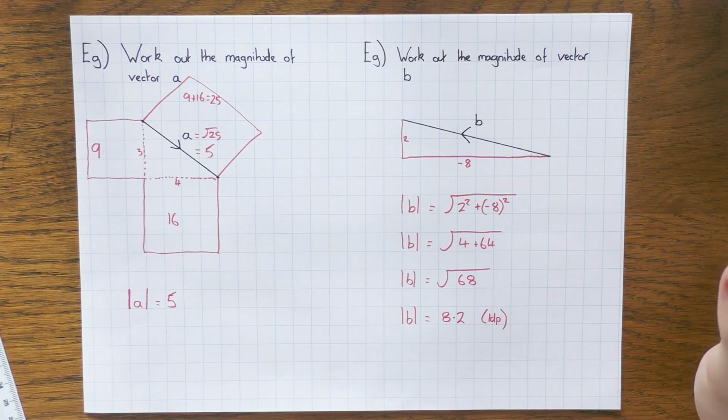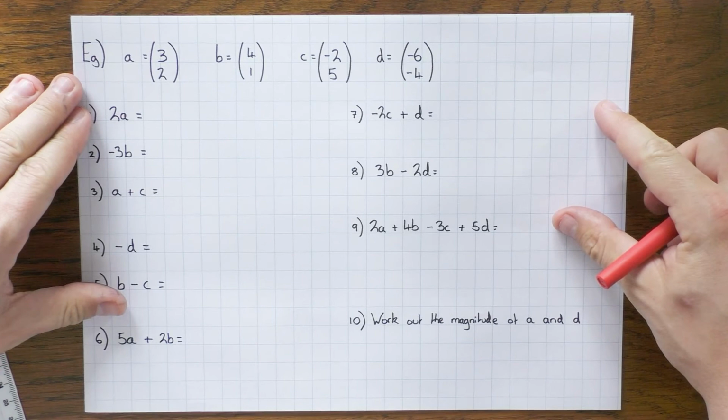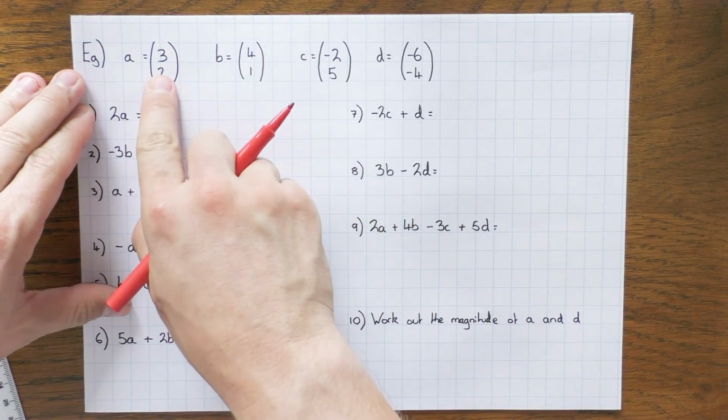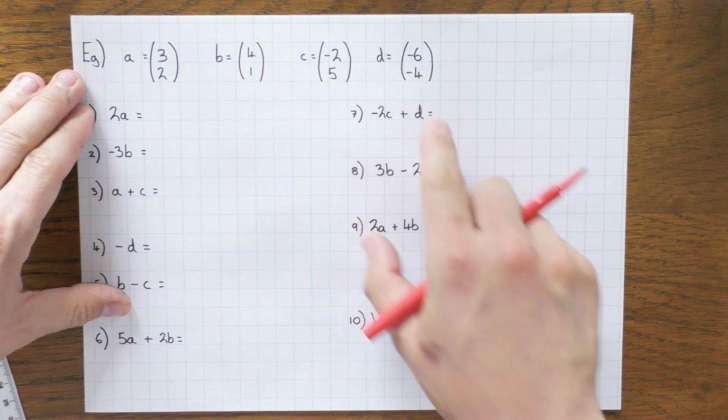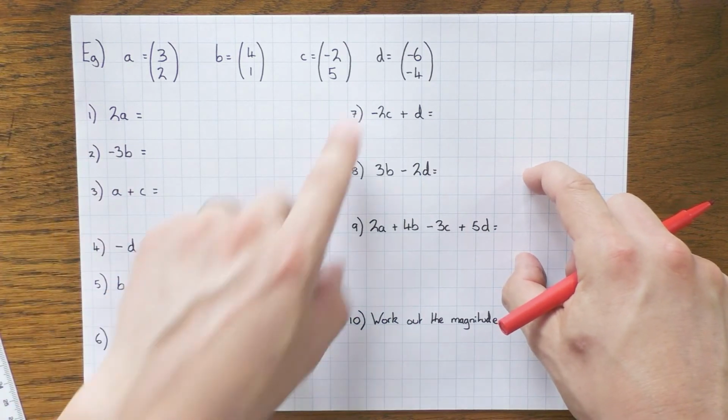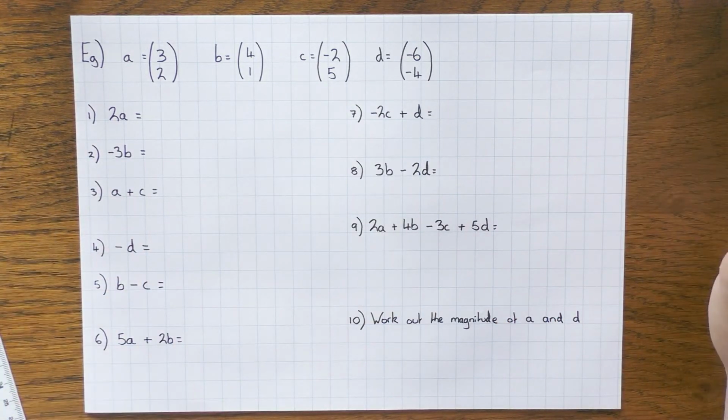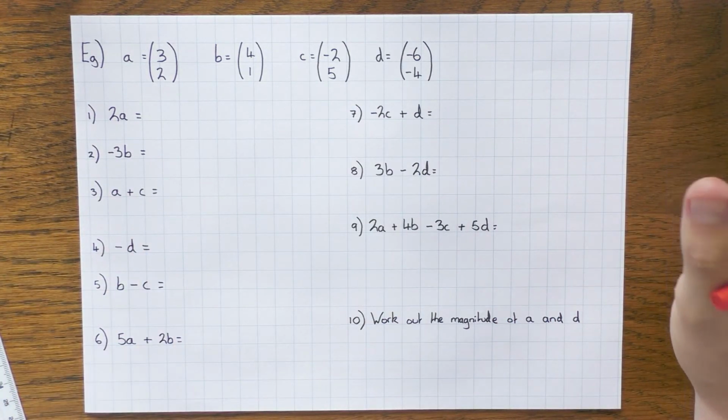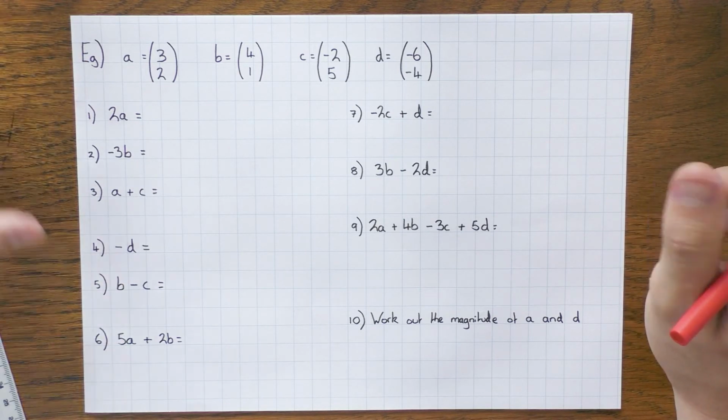Okay, last thing we're going to have a look at now is how do we do all of that without any diagrams. So let's give that a go. So at the top here, I have some vectors. I'm told A is this one, B is this one, C is this one, and D is this one. And we're just going to very quickly go through how you work these out without any diagrams. Of course, you can draw a diagram, but you can do it quite quickly.